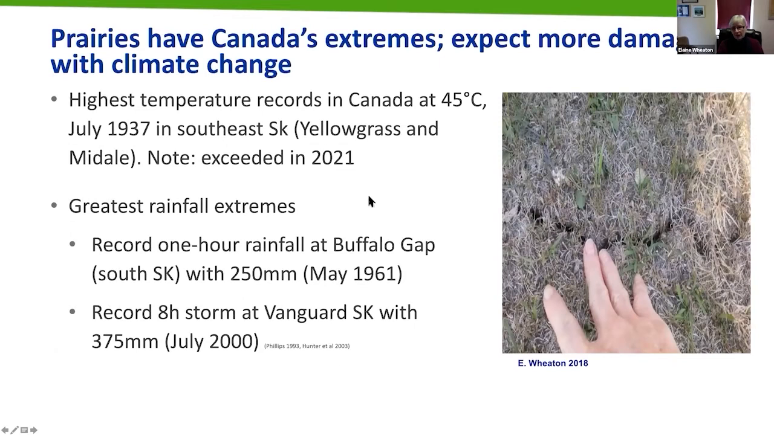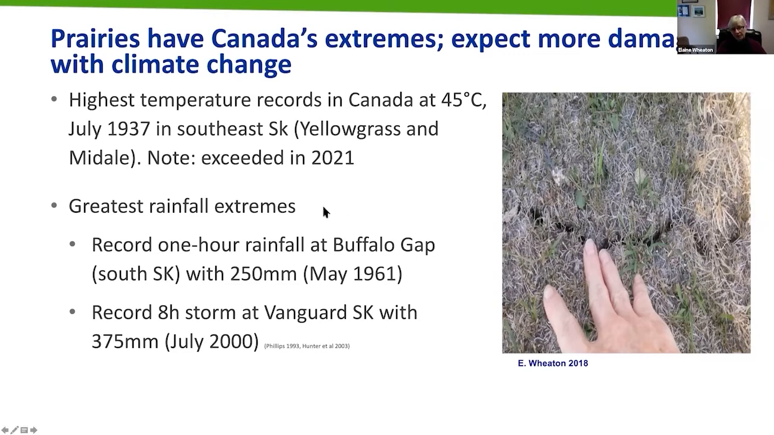So turning now again to climate extremes. Note that the highest temperature records in Canada used to be Yellow Grass and Midale in southwestern Saskatchewan. Now those were incinerated by Lytton's record of near 50 degrees. As a climate scientist, you don't expect such an increase. By the way, the people in Canada have been looking at the attribution, and that exceedance would not have occurred without climate change, human-caused climate change.